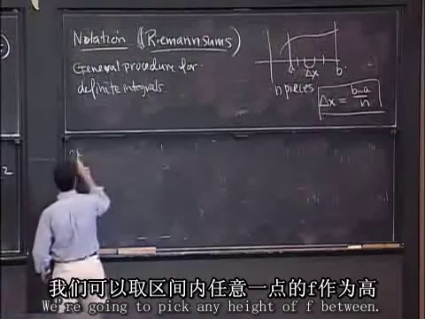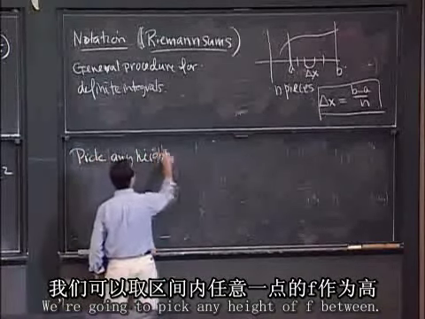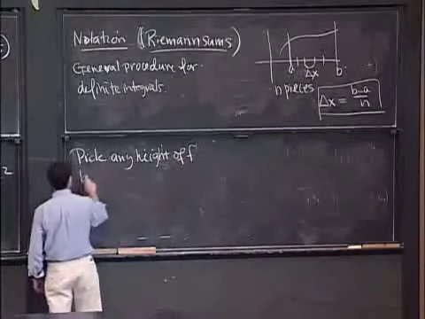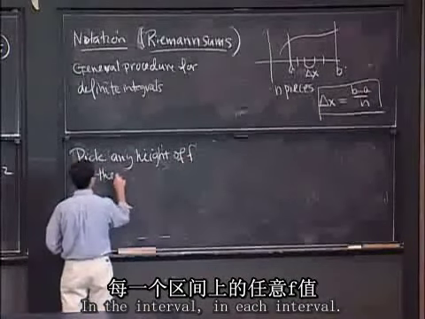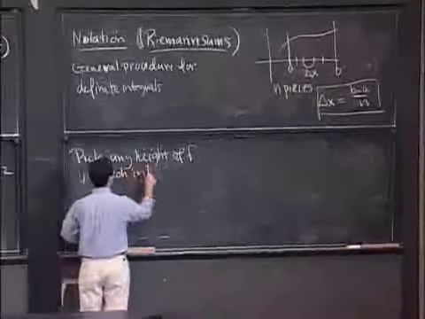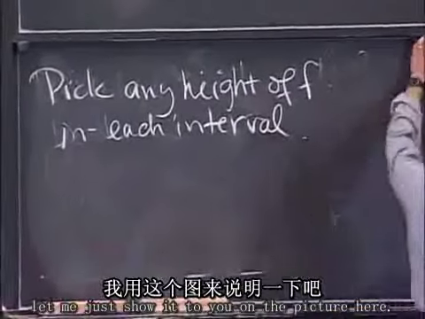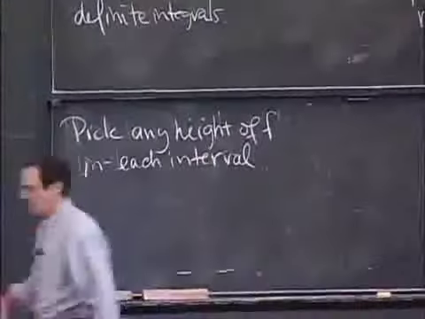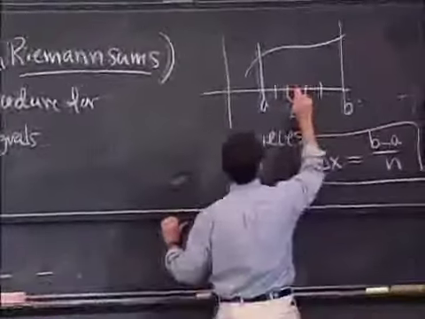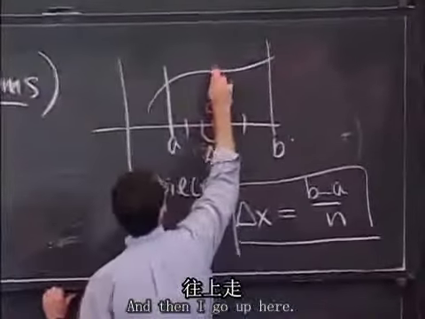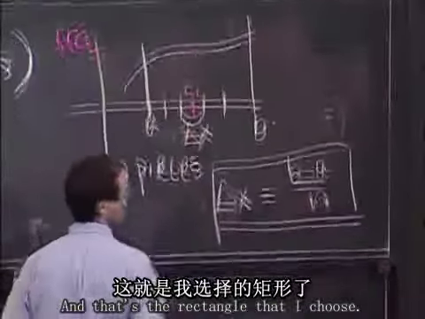And now there's only one bit of flexibility that we will allow ourselves, which is this. We're going to pick any height of f in the interval, in each interval. So what that means, let me just show it to you on the picture here, is I just pick any value in between. I'll call it Ci, which is in there, and then I go up here, and I have the level, which is f of Ci, and that's the rectangle that I choose.